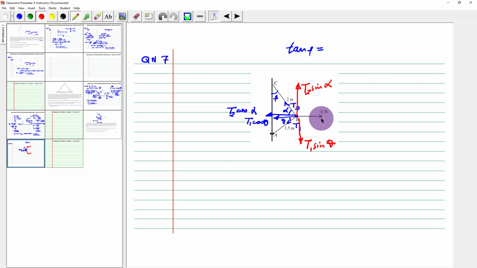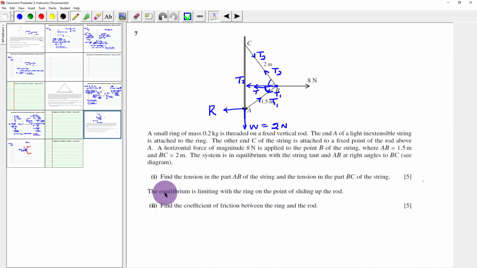So I have to identify the most appropriate angle to use. And remember, I want to work out part 1 without going to the information for part 2. What does that mean? I do not want to use the limiting equilibrium with the ring just about to slide in a particular direction, because it won't help me, because still I need T1. That is why I've decided to choose point B to be in equilibrium, and I resolve all the forces the way I've shown you. So let's go back.